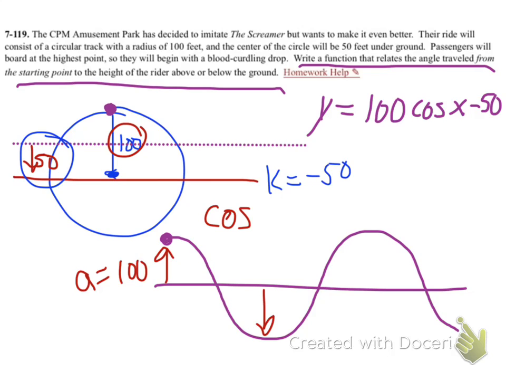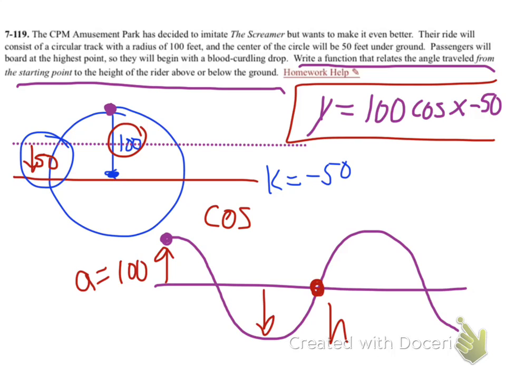We could go through and draw a sine graph for this as well. If we want to do a sine graph, we would need to start the graph right over here, and that would involve an h value. But we can also represent it with a cosine graph.